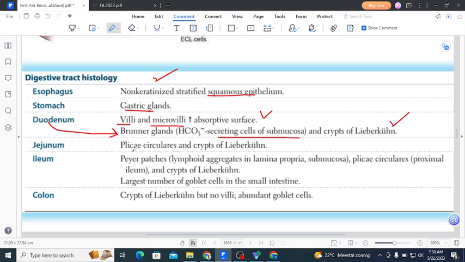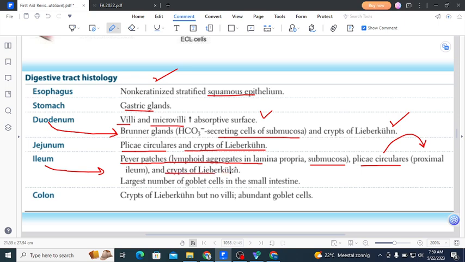In the jejunum, we have plica circularis and the crypts of Lieberkuhn. In the ileum, we have Peyer's patches. It is very important. The Peyer's patches are specific for the ileum, and the Brunner gland is specific for the duodenum. The Peyer's patches are lymphoid aggregates in the lamina propria and submucosa. Plica circularis is also present in the proximal ileum. Okay, so plica circularis is present only in the proximal ileum.